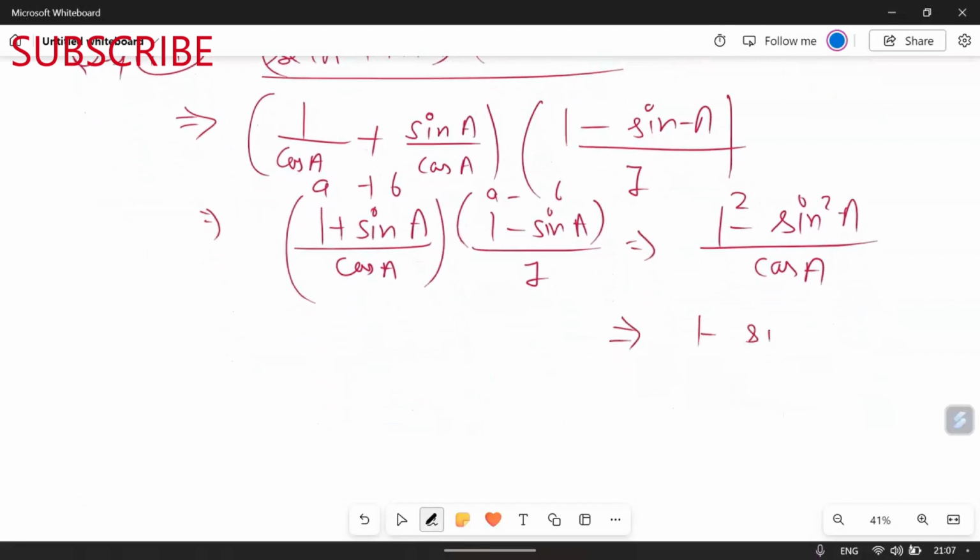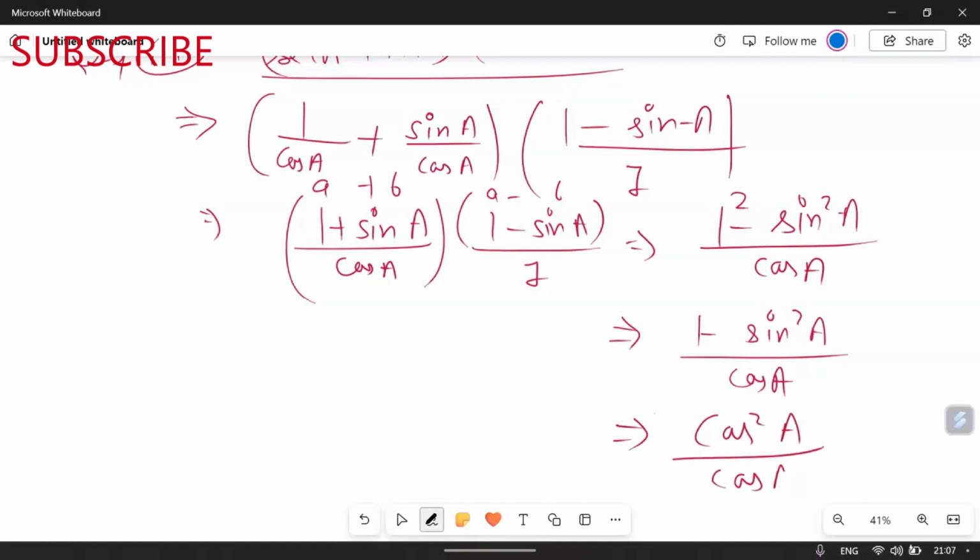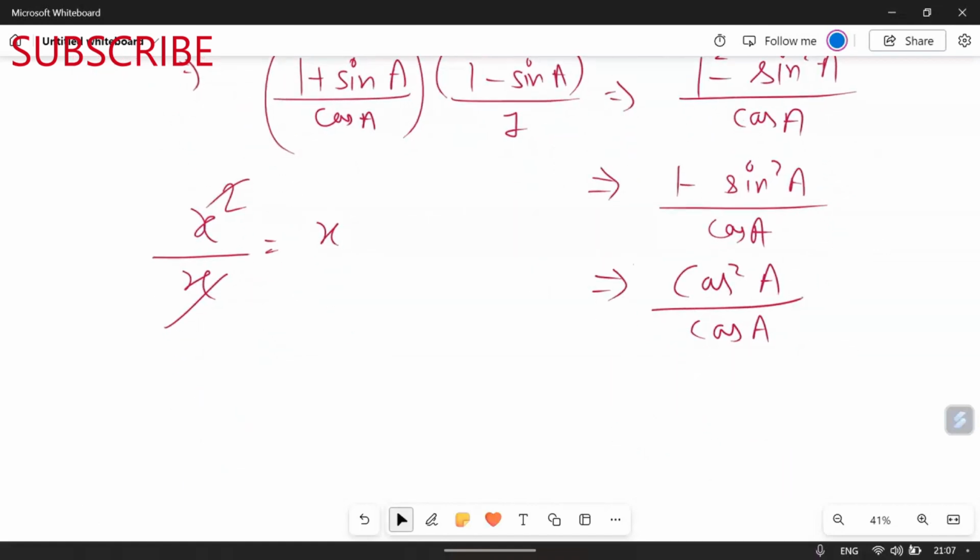1 minus sin square a, what is that? The first identity of squaring. Very easy identity. That will be your cos square a, divided by cos a. So if above it is written x square and below it is written x, one x cancels and the x will remain. So the same thing is happening here also. Since above it is cos square a and below it is cos a, we will cancel one cos a and the answer will be cos a.